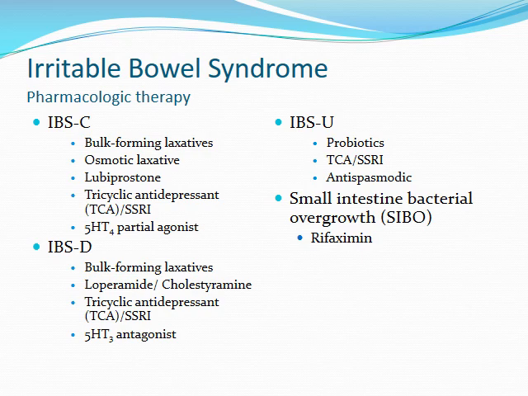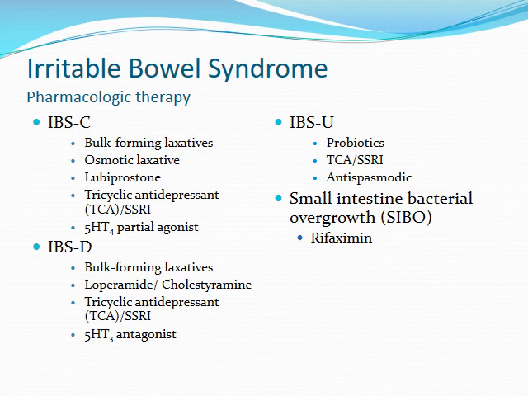So looking at the type of IBS that we're dealing with, we'll see that the pharmacotherapy is going to change. You can see here with IBS with constipation, bulk forming laxatives and osmotic laxatives will be useful to help stimulate movement of the stool. Lubiprostone will be a new drug we'll talk about, and we'll also talk about some 5-HT4 partial agonists. And then also in some cases, tricyclic antidepressants or SSRIs may be utilized. This may be especially useful if you have patients who have more of a psychological component to the IBS.